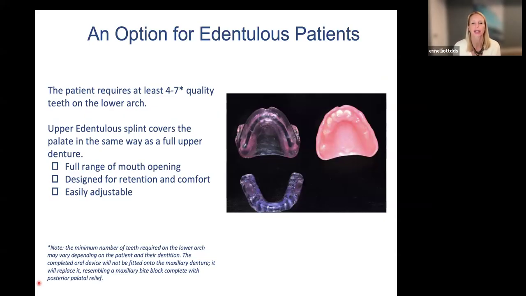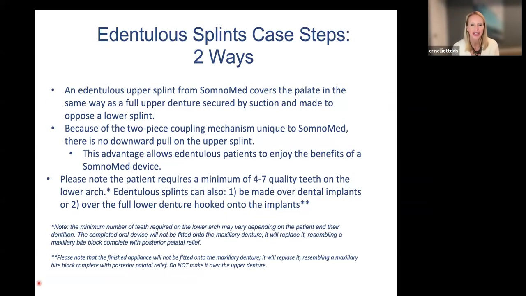The upper edentulous splint covers the palate, like we said, similar to the denture. They can still open their mouth, and the retention is there, and we can see where there's sore spots. I'll go through how we adjust for those. If there are any sore spots, it's usually right in the canine eminences. I know there's a lot of writing on here, but I wanted to make sure you had all of the information in a clear and concise way. So again, we cover the palate, we want suction, there's no downward pull.